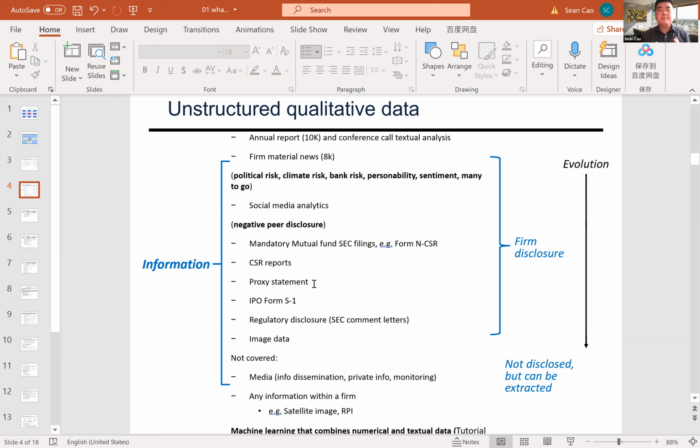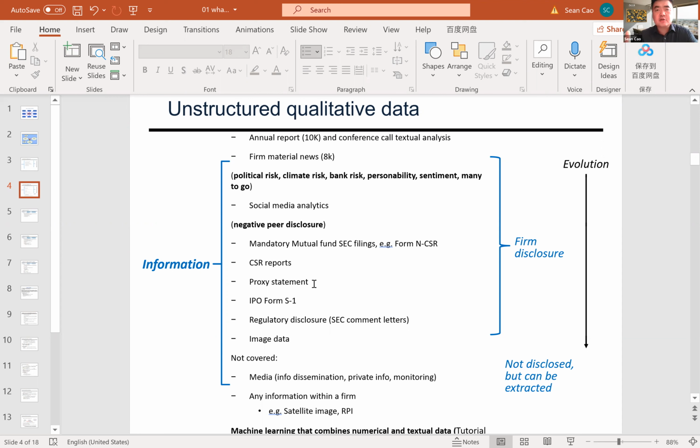A firm will introduce their business model. Why do the firms think they can go IPO, go public? Why can the firm actually make money in the future? So the IPO Form S1 is kind of telling investors why I can go public, why I can make cash flow in the future, why I'm ready for going public. So this is the form used to inform future investors when they go public. So this IPO information is also textual data you can use.